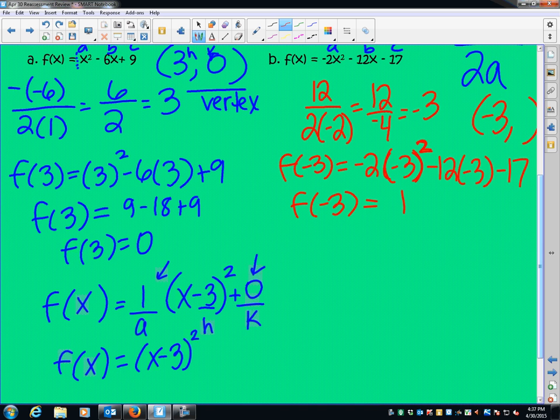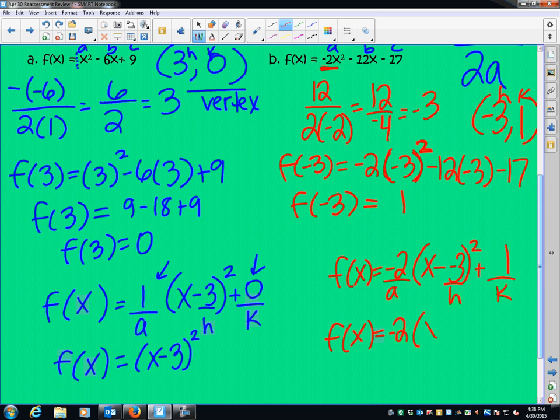So then I have my vertex, and now I can put it in vertex form. So a, x minus h squared, plus k. Here's my h, here's my k, so I'm going to plug those in, and my a is from up here at the beginning of the problem, which is negative 2. The only thing I really need to do to clean it up is a negative and a negative together makes a positive. So we are done.